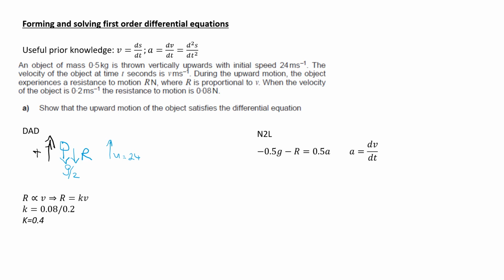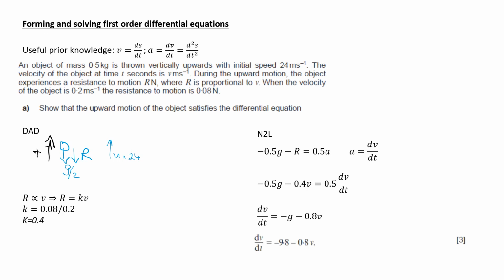So minus 0.5g minus R equals 0.5a, but a is equal to dV by dt. I want a differential equation. So replacing my R by my 0.4V, which I found before, and dividing through by 0.5, no real problem, I'll get that dV by dt is equal to minus g minus 0.8V. Halving everything, isn't it? Or doubling everything, my apologies.